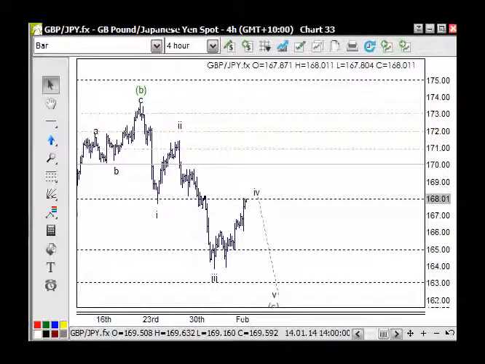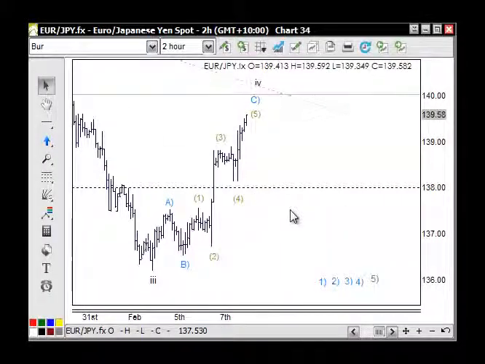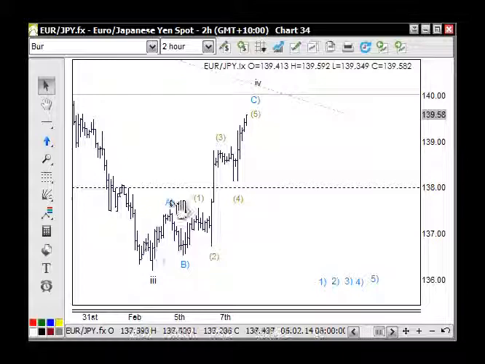And it's the same for the euro yen as well, and I'm just putting this into a 2-hour chart here, so we've got a bit of perspective on it. Up for the A wave, back for the B, and then 1, 2, 3, 4, and completing up into the sort of 140 area up here for the wave 4. So this pattern is the same as the pound yen as well. So we're looking at this being a corrective pattern through here.